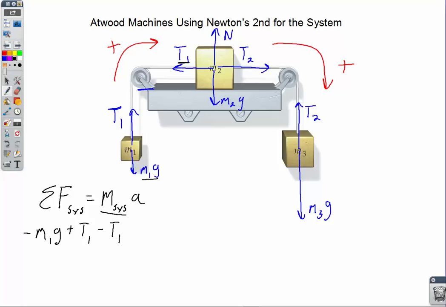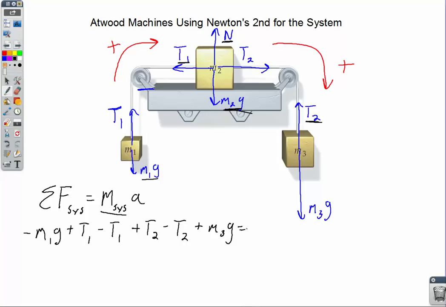Moving over to T2, this T2 is in the positive direction. Then the other one, acting on M3, is in the negative direction. So again, you can see that that tension is going to cancel out, and then we have plus M3G. Those are all the forces acting on the system that are affecting the motion of the system. We're not including M2G or the normal force. Those cancel each other out. They are not acting in the direction of motion.